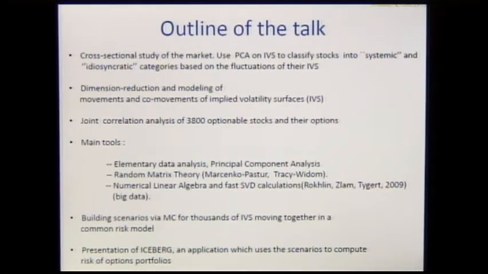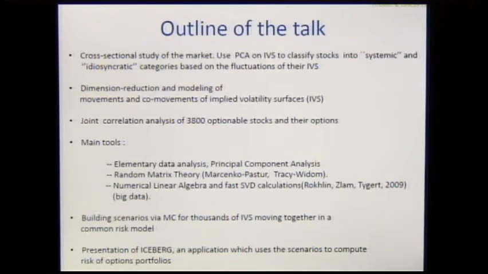The second is dimension reduction. In order to move the whole market, because that's why I call it holistic, because you want to move the whole market, how do you properly reduce dimension? And then there is going to be a little piece, which I think is interesting, about the joint correlation analysis of all the stocks and all their volatilities together in one big Monte Carlo.